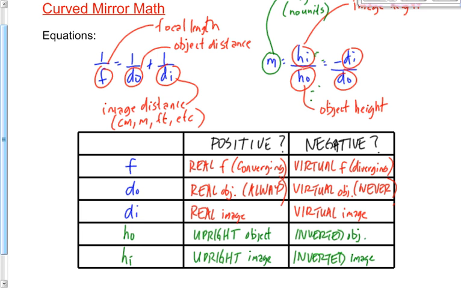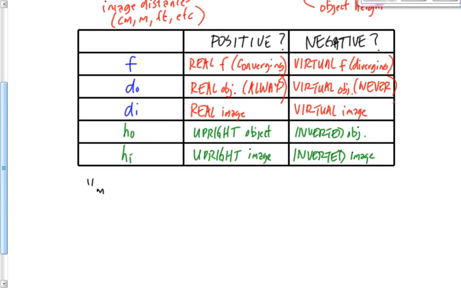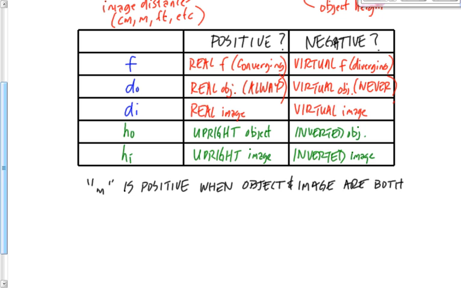Which one is it? M, magnification. The reason we haven't put it in the table is because it doesn't quite fit. It almost does, but not quite. M, the magnification, is positive not when the object or image is real, not when the object or image is right side up. M is positive when the object and image are both on the same side of the principal axis.